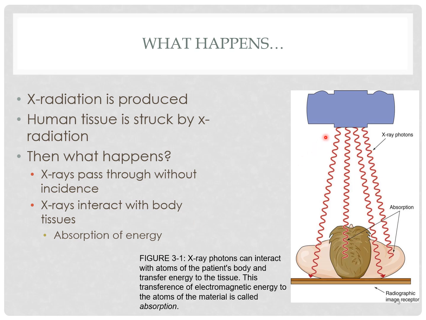So as I mentioned in class, these 4 X-ray photons come in. Absorption happens at the head, happens at the shoulder. Transmission happens when it goes right to the image receptor here.